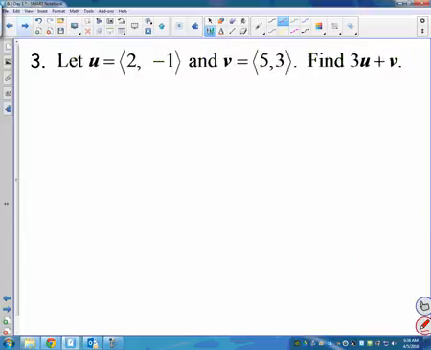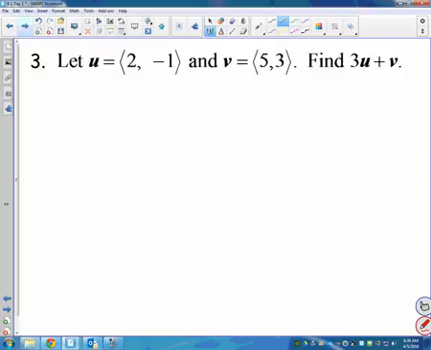I decided to combine scalar and addition all together. Notice the pointed parentheses let us know they're in component form, and that those are starting at the origin. It says find 3u plus v. Just like everything you've ever done, order of operations applies, which means you have to multiply 3 times u before you can add the things together.